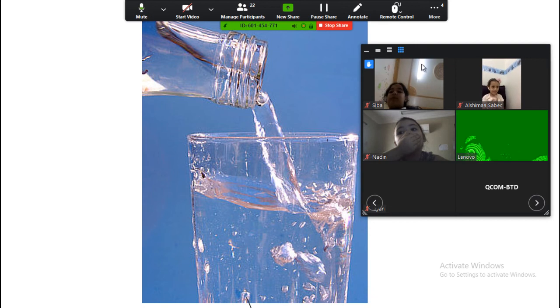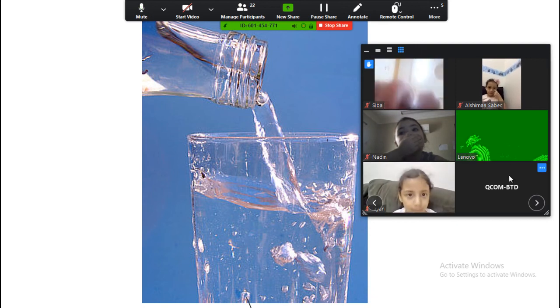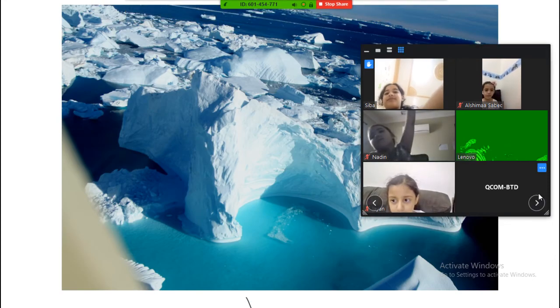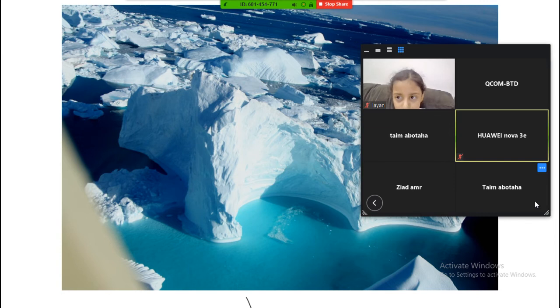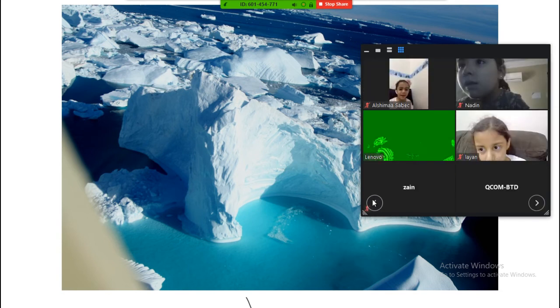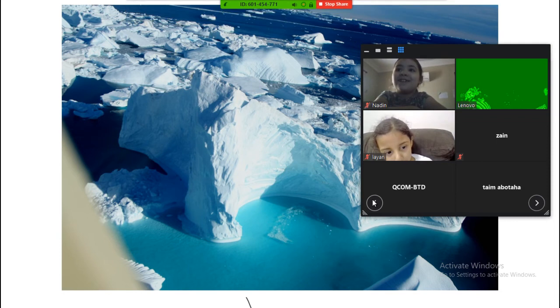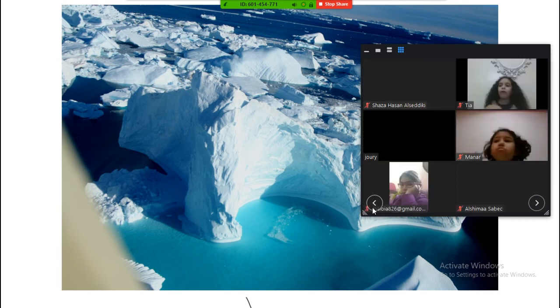Wonderful. Now, next picture for Siba. Siba, are you ready? What kind of matter is in this picture? Liquid. Where's the liquid, Siba? What is this picture? This is an iceberg. Iceberg means a mountain of ice. That means it's frozen water. After the water freezes, it changes into what?